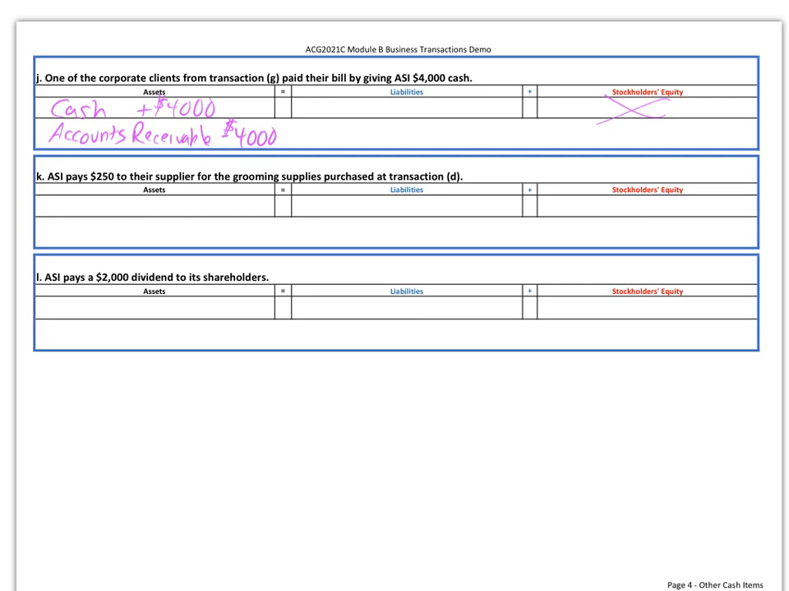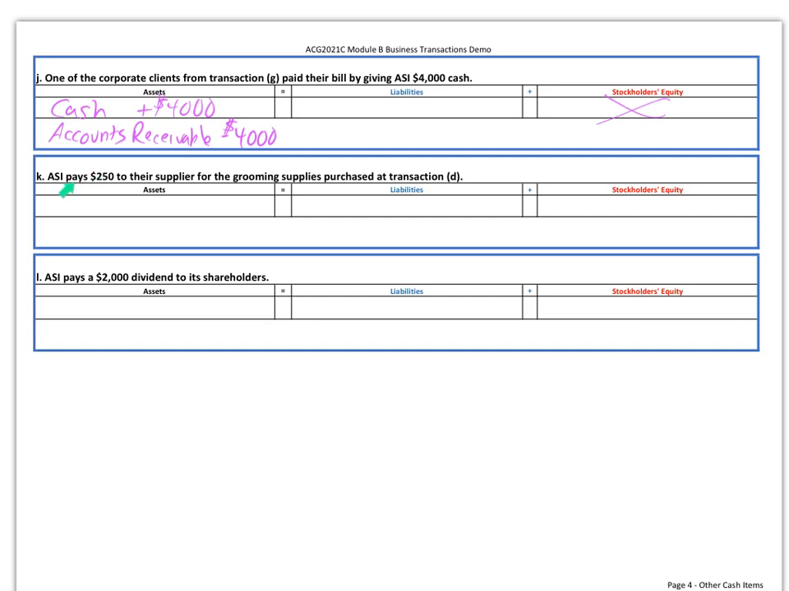Right, so let's look at this one's a similar one on letter K, but it's just in the other direction. We're ASI, we pay $250 to our supplier for the supplies purchased in letter D. So if you remember in letter D, we bought $400 worth of supplies, but we did not pay the supplier at that point. And if you also remember on letter D, you may want to look at your notes for that or go back to question 1, you'll see that our accounts payable liability went up by $400 on letter D because we owed $400 more.